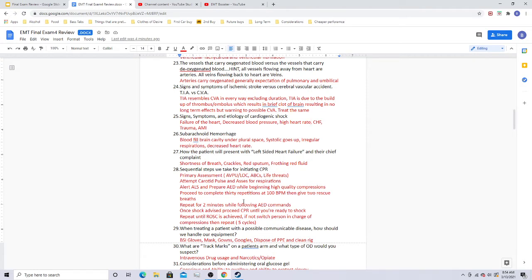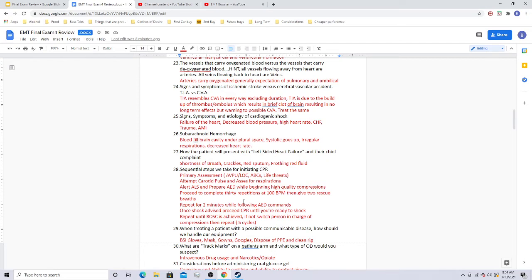You will learn this in the BLS section, obviously, of your AHA BLS. Just because it's preparing for a shock and the shock's advised does not mean it's ready to shock. But once they're ready to shock, assure that the patient is clear. Repeat until ROSC is achieved. If not, switch the person in charge of compressions, then repeat. Every 2 minutes or every 5 cycles, you want to switch with your person doing compressions to ensure that they are getting the most optimal, life-saving compressions.